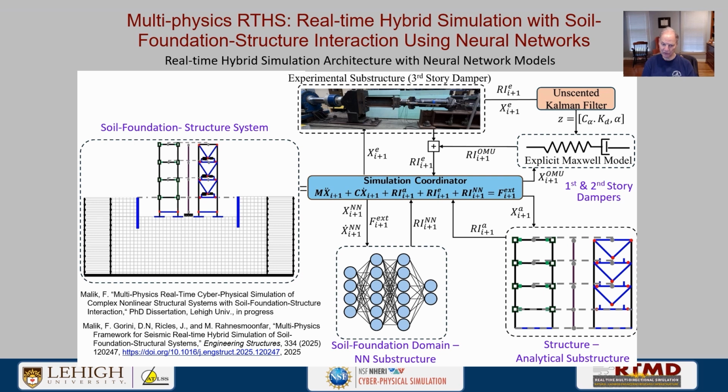We're going to have the same experimental substructure as before, in which we're going to have dampers modeled, but since we have 3 dampers in the system and only 1 physically modeled, we're going to use online model updating, which I don't really have time to talk about. It's beyond the scope of this presentation, but here we're looking at using an unscented Kalman filter with information from the experimental substructure to update an explicit Maxwell model of the damper, and the references for this are shown in the lower left-hand side, particularly the second one, which is a published paper.